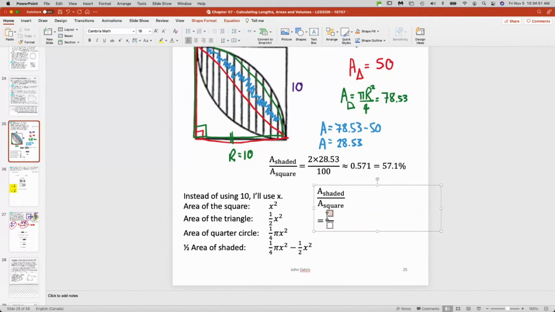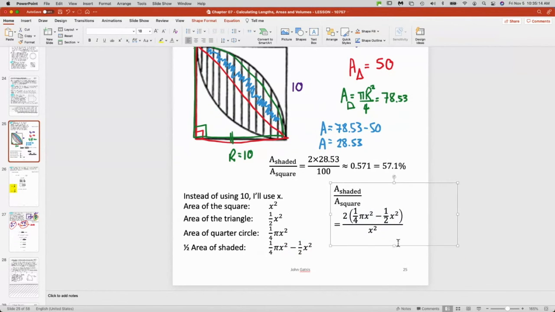Okay, so the area of the shaded region is going to be 2 times this. There's 2 of those. And then the area of the square is x squared. All of the x squareds cancel.